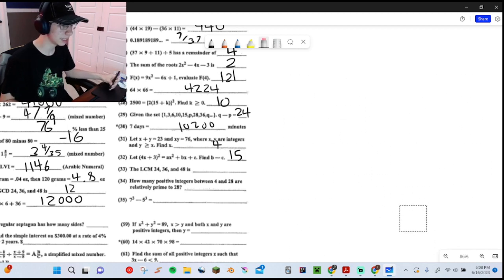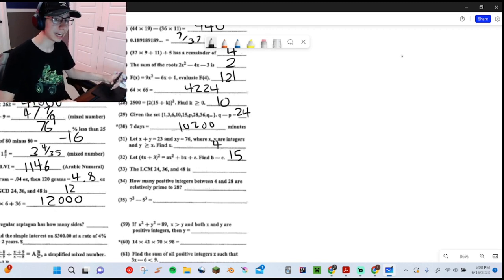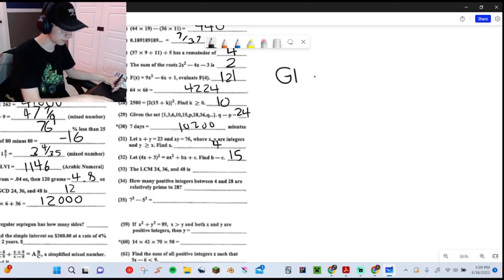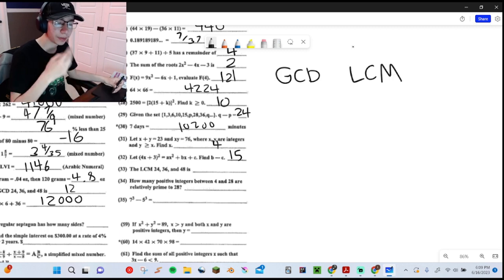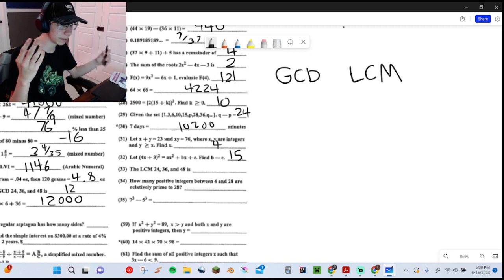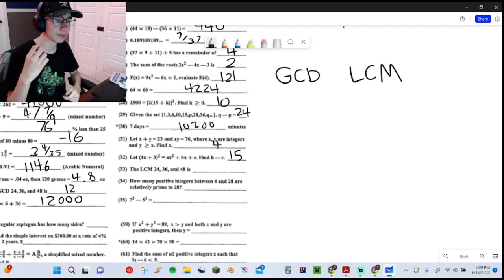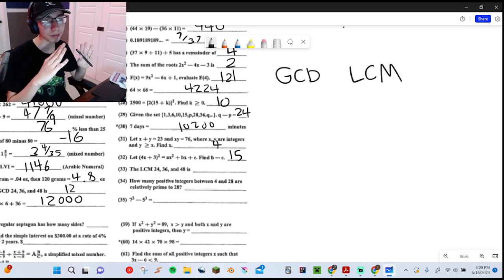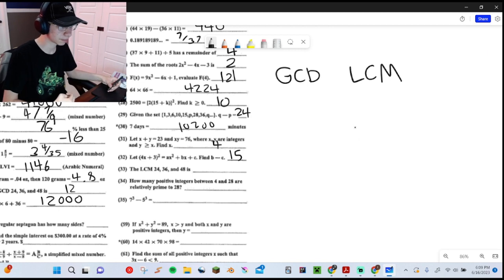33. The LCM of these three numbers. So LCM is kind of related to GCD. GCD is the greatest common divisor. If I had two numbers, I want to find the greatest number that divides both of them evenly. For least common multiple, I want to find the smallest number such that it's a multiple of whatever set of numbers I have. So let me do an example.